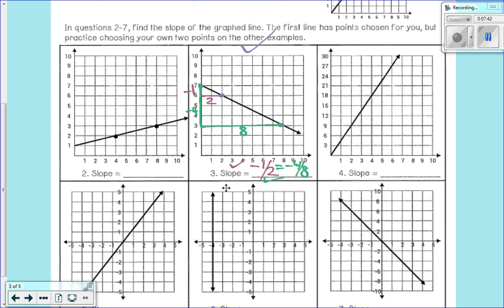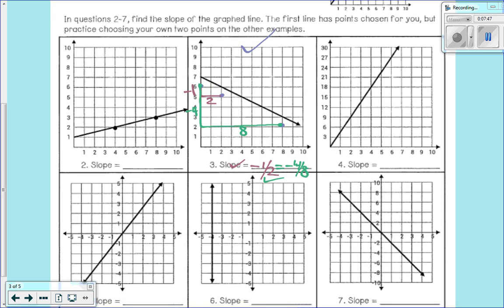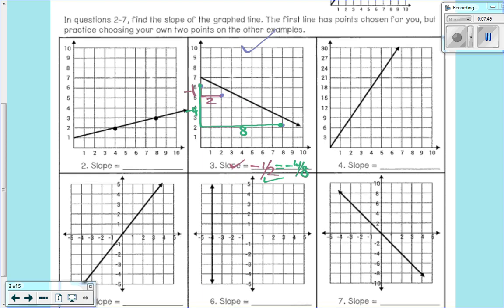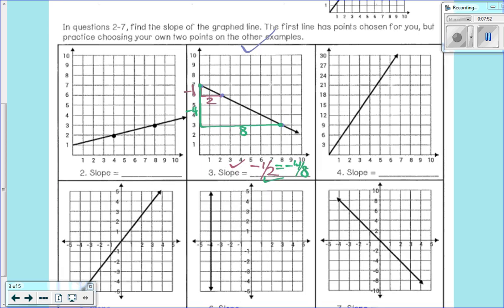For number 2, they chose the 2 points for you. We're going to create a right triangle. Draw your right triangle from point to point. And we're going to rise. We are going up 1 positive unit, and to the right 1, 2, 3, 4. That's a positive direction. 1 over 4 is our slope. And remember, your quick check is reading your graph from left to right and making sure that is a positive slope. All right, let's look at number 4.